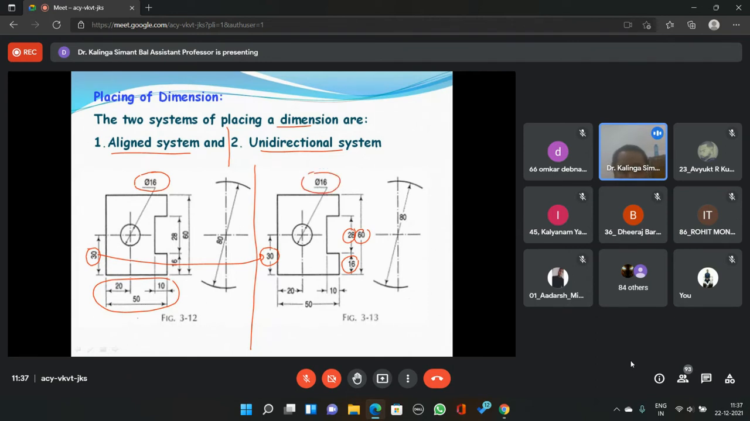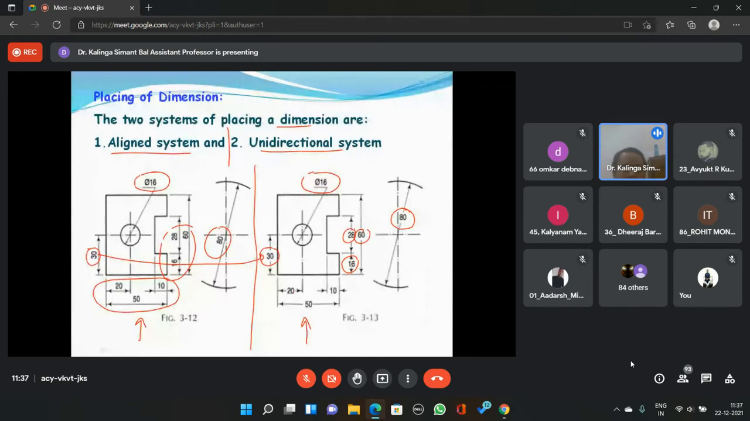If you see from the bottom, everything will be looking the same. The 30, 20, 10, everything will be in the same orientation. But here, when we look from the bottom, one is actually inclined vertical. These are the inclined vertical ones you can see here. So here, it is not inclined, but it is a unidirectional way of representation. So these are the two ways of representation.